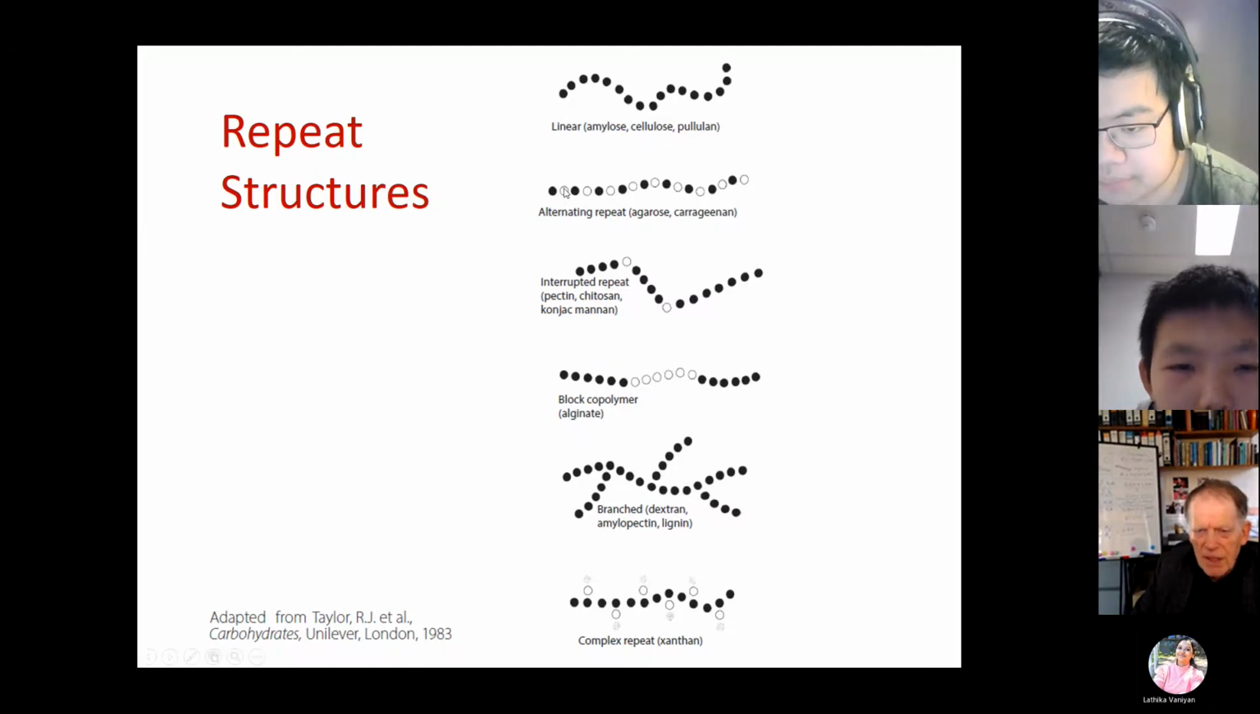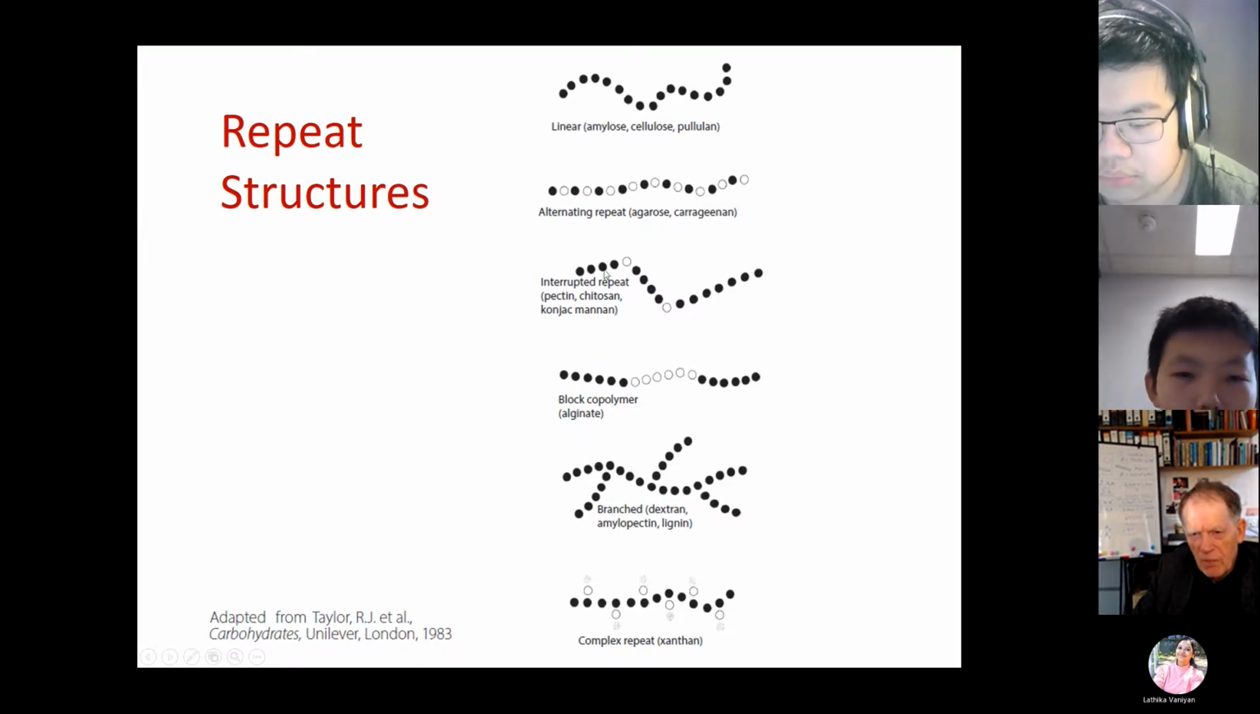Then you can get what's called alternating repeat types of molecules, where you have one monosaccharide, then another, then the other again, in a regular sort of way. So molecules like agarose and carrageenan follow this scheme. Then you can get these interrupted repeat types of polysaccharide structure. We have runs of one monosaccharide interrupted at different points with another residue.